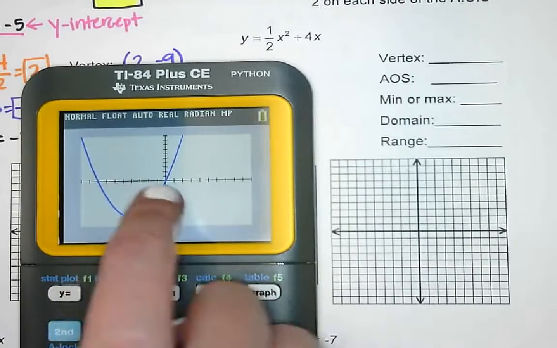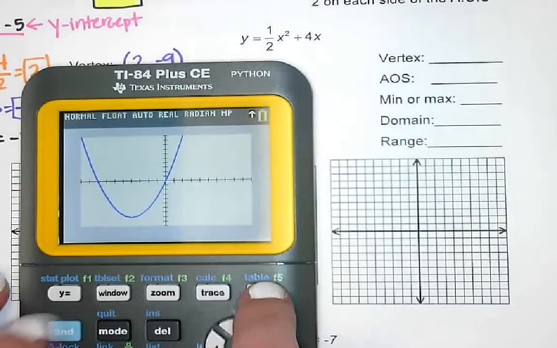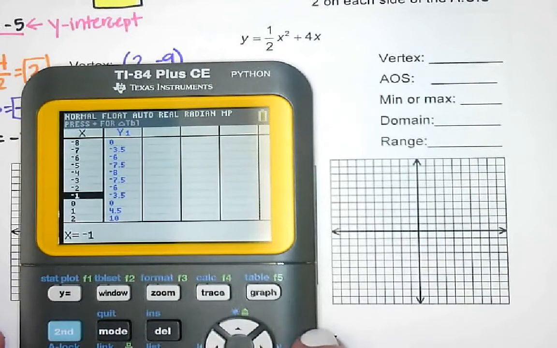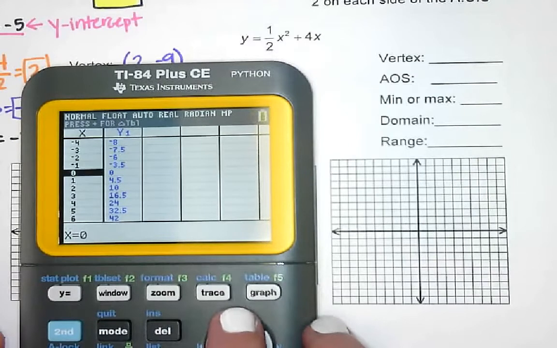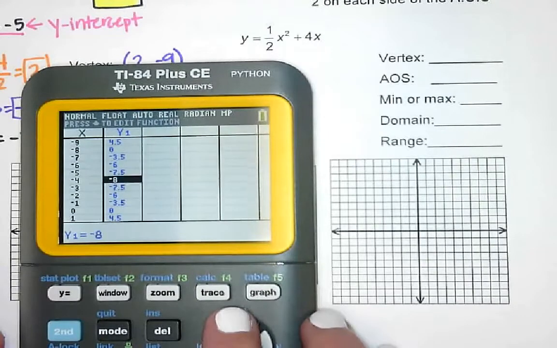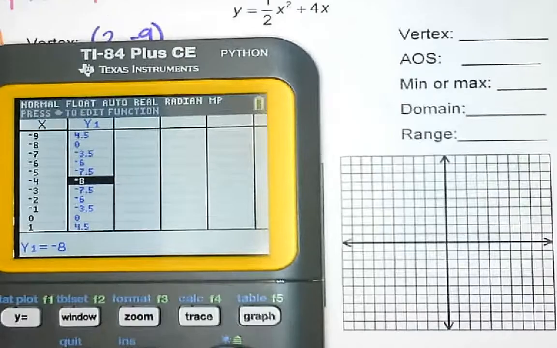So guys, what you're going to do is go to your table, second graph. And guys, we're going to look. If you're starting anywhere, you're going to look in the negatives. What we are looking for on our graph is the y values to be exactly symmetrical. Wait, was it 1/2 x squared plus 4x? Yes.